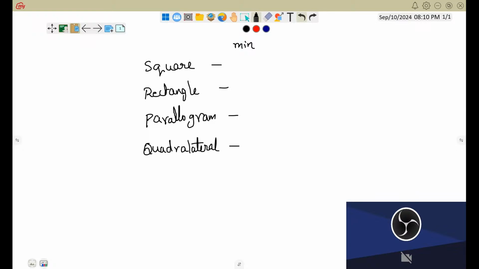Okay, Sahajasri answered. Square 1, rectangle 2, parallelogram 5. No, I asked for the minimum. In a parallelogram, if you know 3, that is enough. Why? Because opposite sides are equal and parallel. For a quadrilateral, 5. Good.